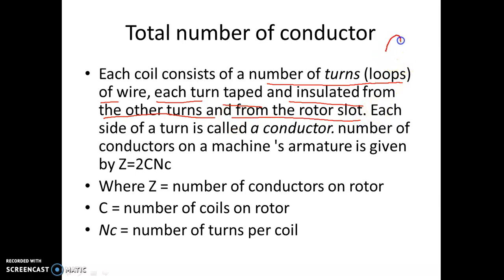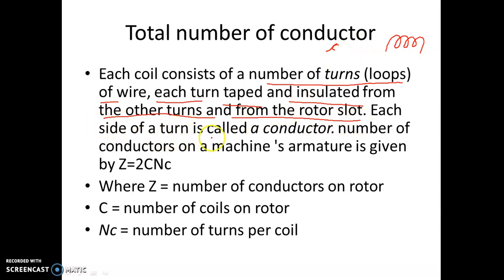Means each turn, suppose this is one turn, another turn, like this. These portions are physically in contact, but electrically they are not in contact. They are insulated by putting some insulator on the winding, so that an electrical short circuit does not take place. So they are mechanically in contact, but electrically insulated from each other and from the rotor slots. In the rotor there are slots on which the windings are placed.